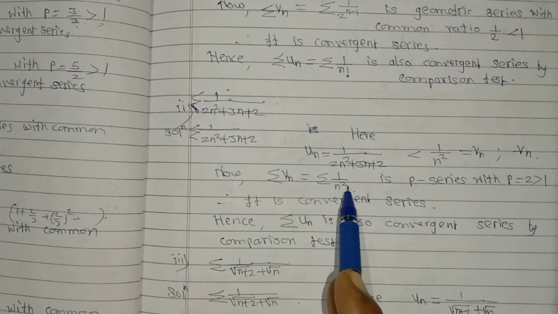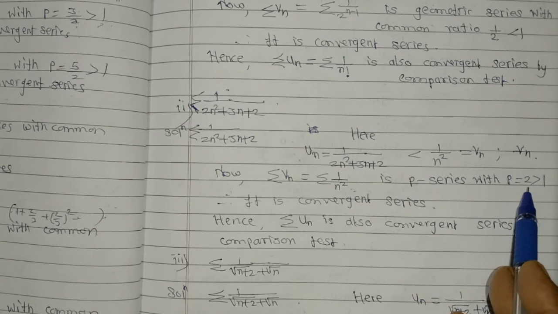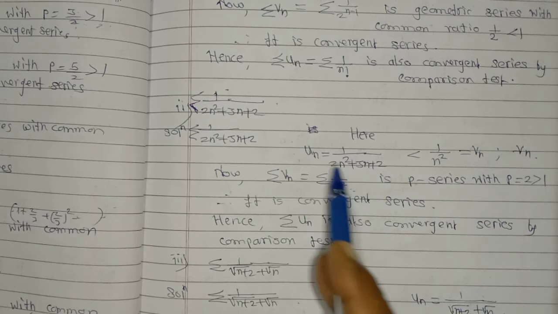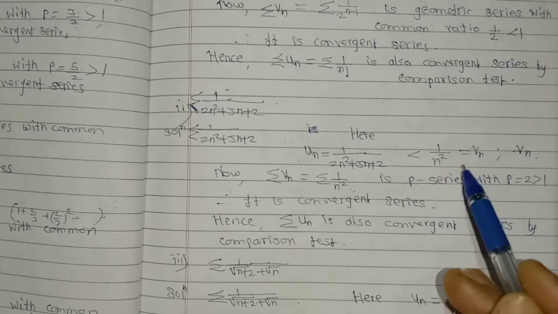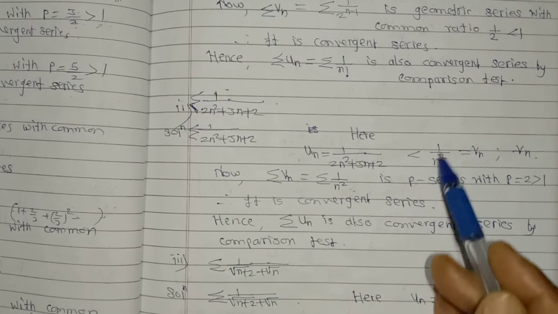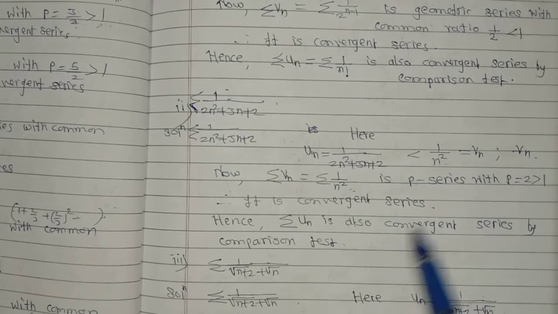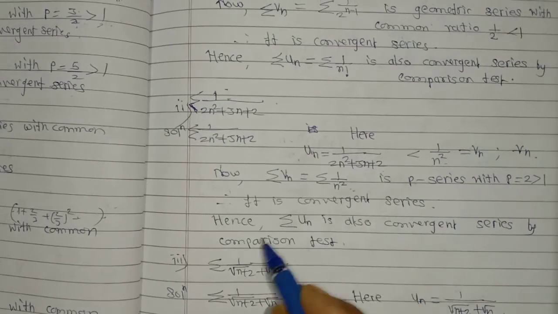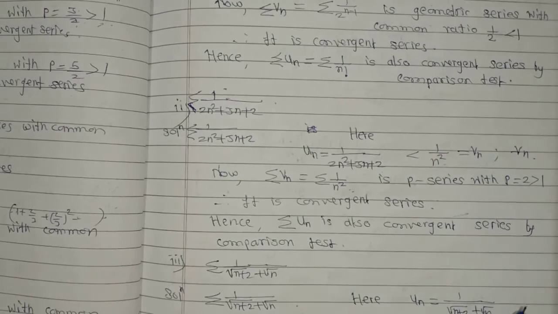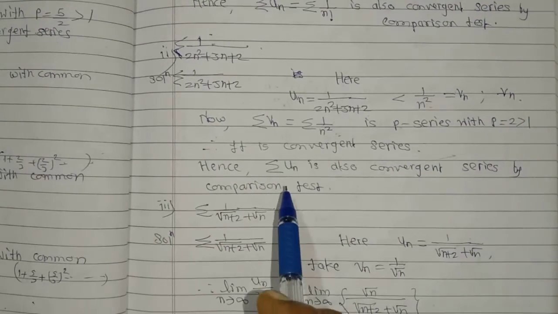Hence, this series is convergent. Since Pn, considered as 1 upon n square, is convergent, and Un is less than this Pn, so by the previous result, summation of Un is also a convergent series by the comparison test.